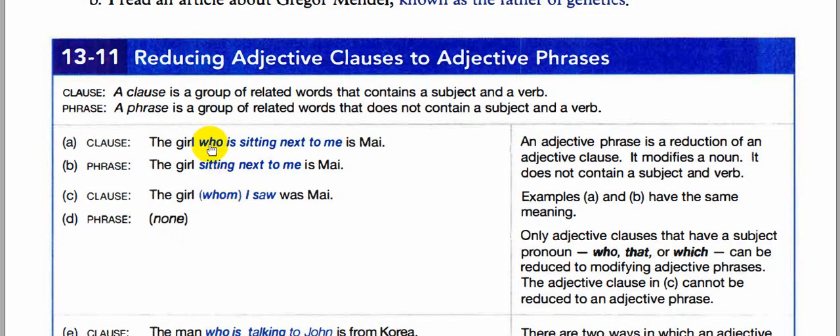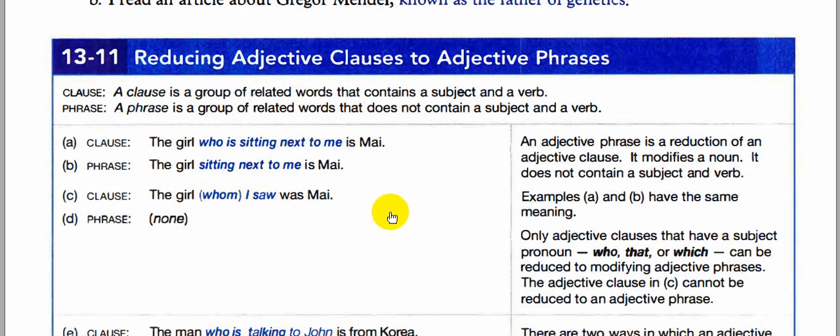Here, who is the subject? It's okay to reduce it. So who is deleted, and the remaining part is sitting next to me. So we reduce the clause to a phrase. But here if the relative pronoun is an object, we can't reduce it. This is an important point. Please take it into consideration.